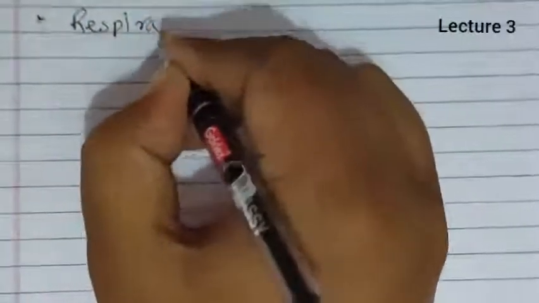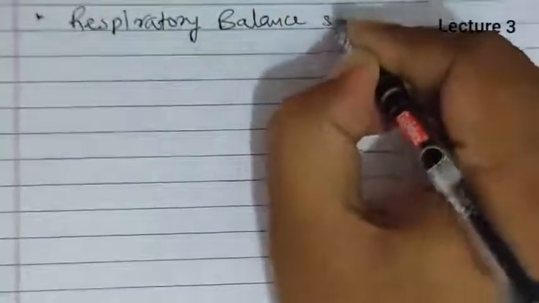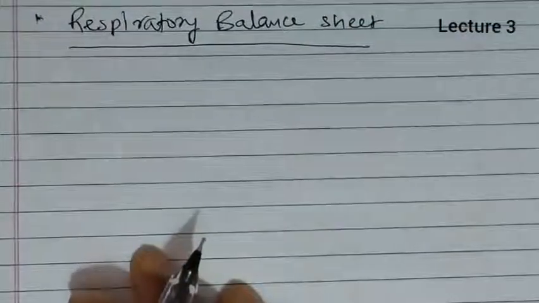Hello dear students, in this lecture we are starting with our next topic of the chapter respiration, that is respiratory balance sheet. Respiratory balance sheet is a calculative phenomenon, and it is possible to calculate the net gain of ATP for every glucose molecule oxidized. But in reality, this can remain only a theoretical exercise.